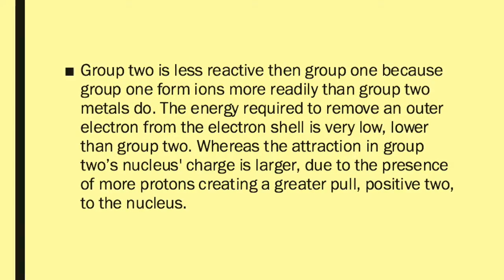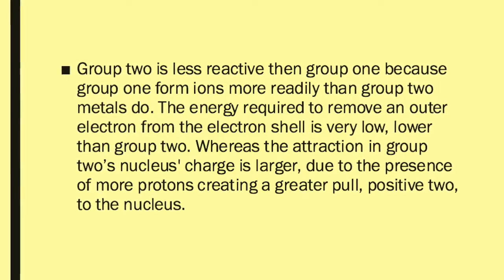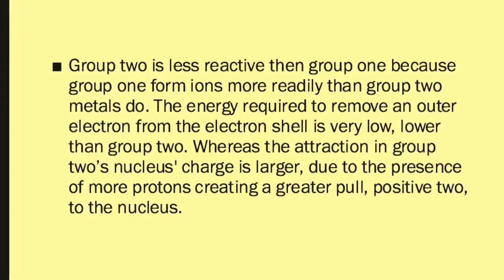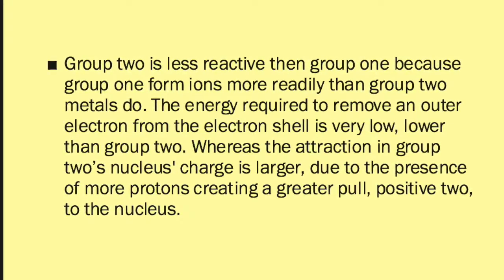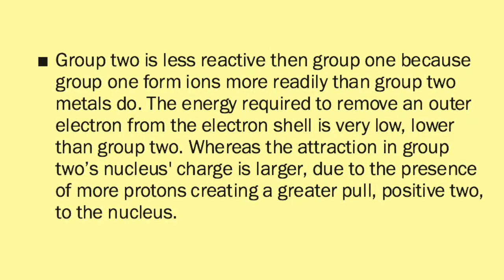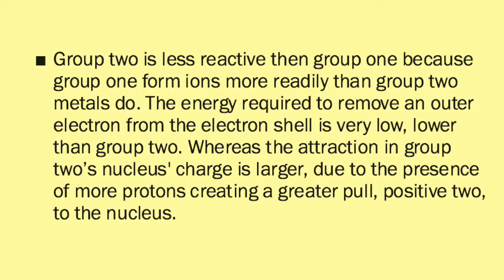Group 2 is less reactive than Group 1 because Group 1 forms ions more readily than Group 2 metals do. The energy required to remove an outer electron from the electron shell is very low, lower than Group 2, whereas the attraction in Group 2's nucleus's charge is larger, due to the presence of more protons creating a greater pull, +2, to the nucleus.